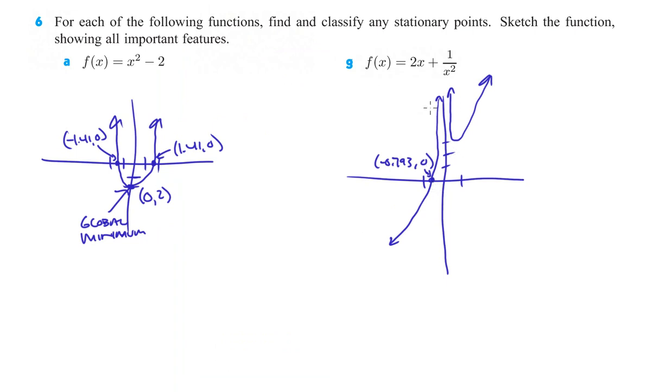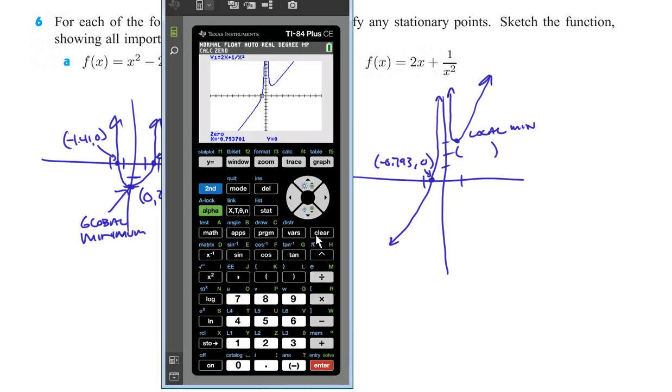There is no y-intercept, so really the only other important feature there is going to be this local minimum. It's the lowest only in this area because obviously it gets smaller over here. So to find what that is, we can do second trace, which is calculate, and we want to find that minimum, which is number 3. Okay, move this over. I'm going to have to do it kind of slow because if we go too fast, it's going to get too far down there.